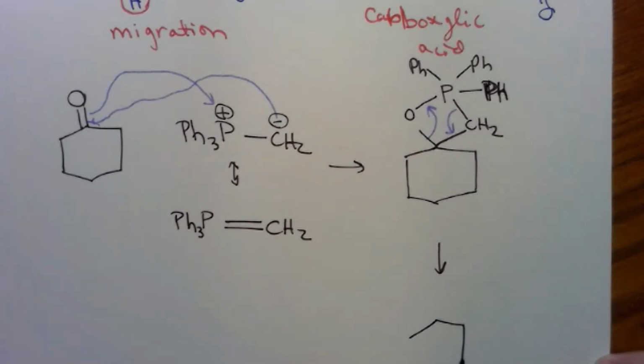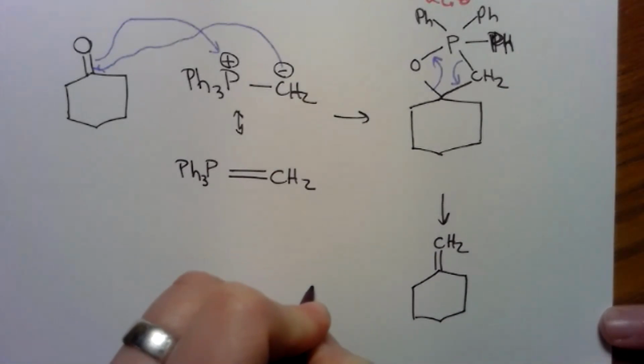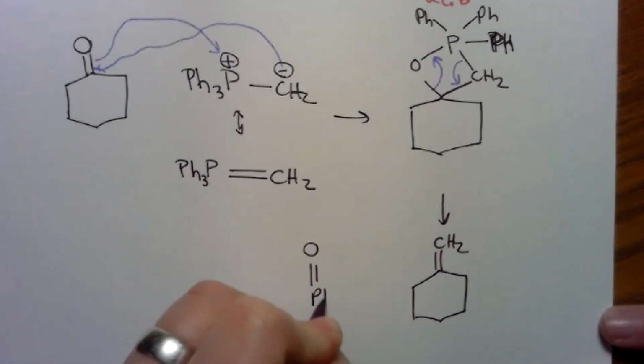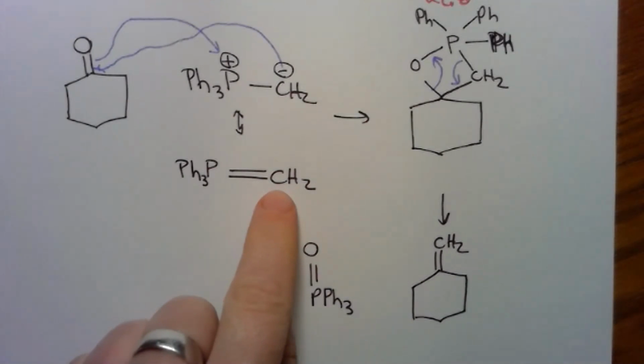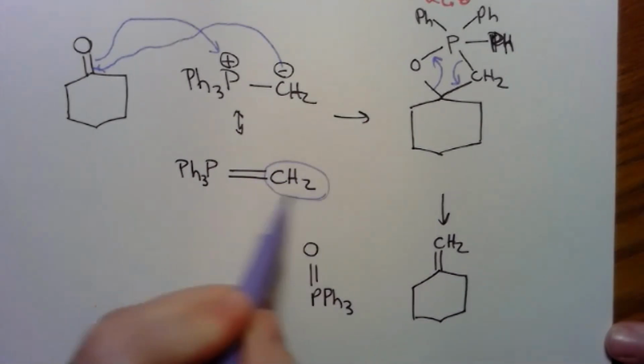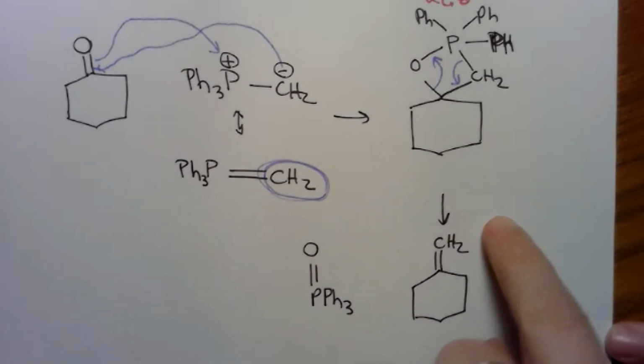And your carbon stays connected to your carbon, and you get a CH2 on your molecule. Do you always get a CH2? No. It depends on what was over here on your ylide. This group, that was a CH2 for this example, could be any kind of carbon-containing compound. So this one made a terminal alkene, but if we had had other stuff connected here, that other stuff would have still been connected here.